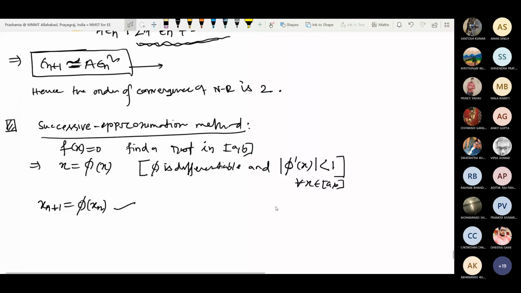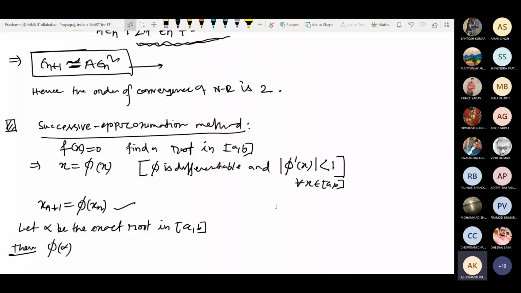So let alpha be the exact root in the interval a comma b. Then what will be phi of alpha? Tell me what will be phi of alpha, not f of alpha. I am asking phi of alpha. Alpha, sir. Phi of alpha equals alpha.